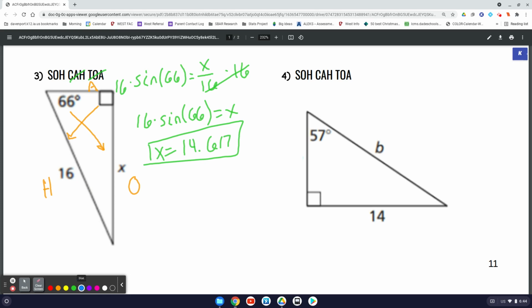Go ahead and pause the video and try doing example 4. So we're going to label our triangle. Across from our right angle is our H. Across from the angle that we care about is our O. Third side is our A. So just like in example 3, we have nothing there for A. So I cannot use cosine, I cannot use tangent, so it has to be sine.